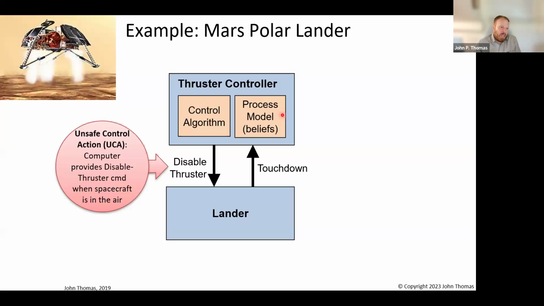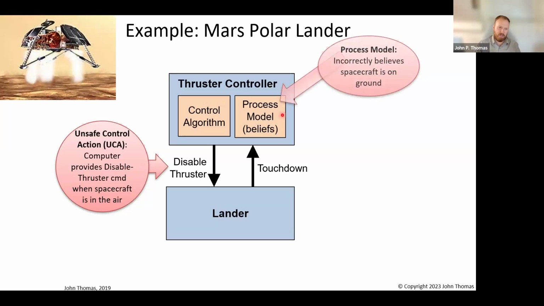Yeah, the computer believes it was on the ground. It believed it did touch down onto the surface, right? So we write that down as a process model, and that'll cause the UCA. Now, where does the process model come from?